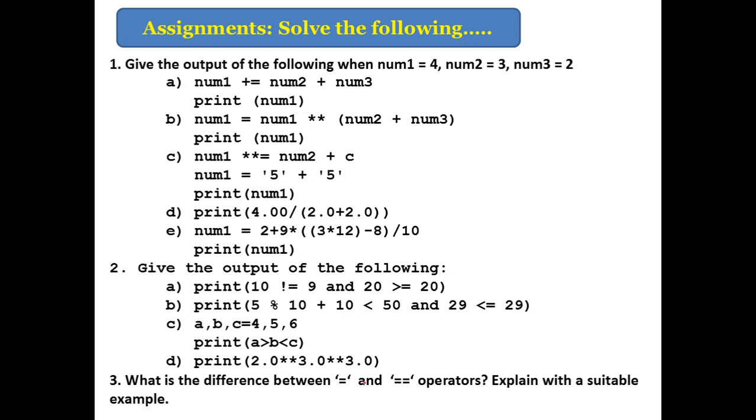Equal to and double equal to operators. This is the assignment operator. This is the relational comparison operator. Here the right side value is assigned to the left variable, and here both the operands, variable or constant, whatever the case may be, will be compared and the result is given true or false accordingly.